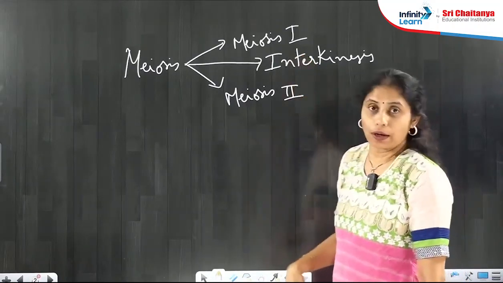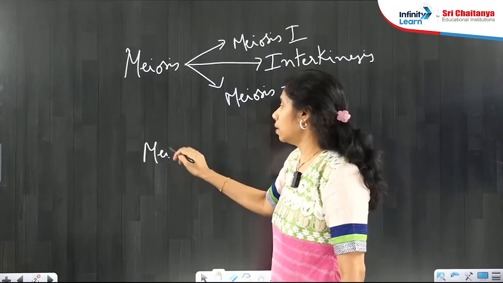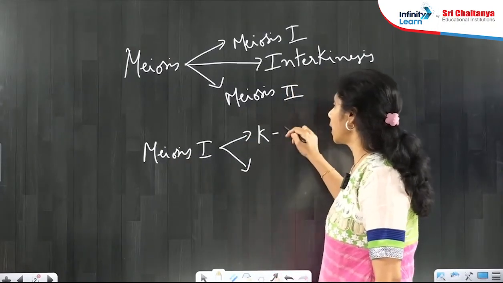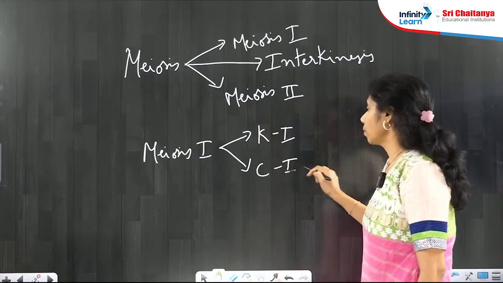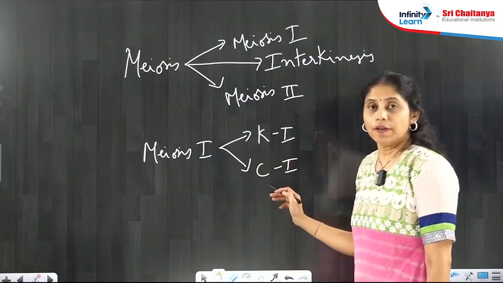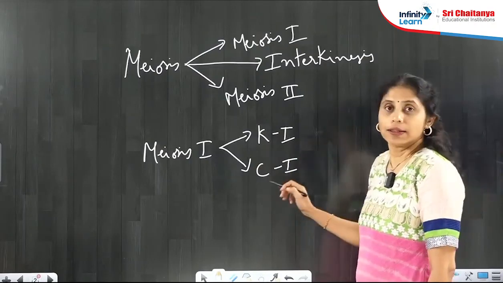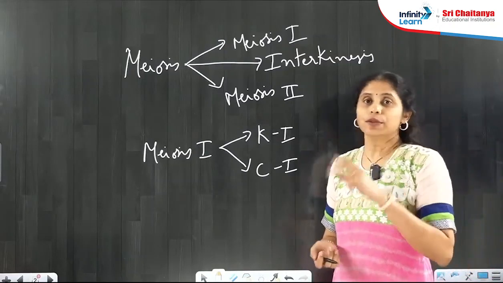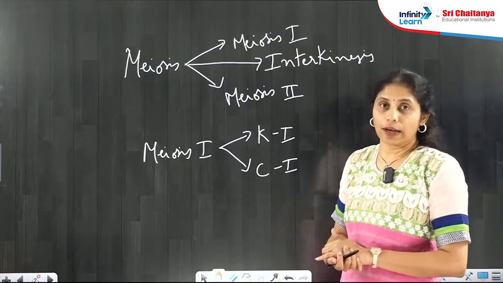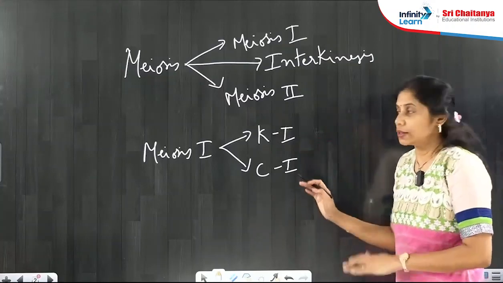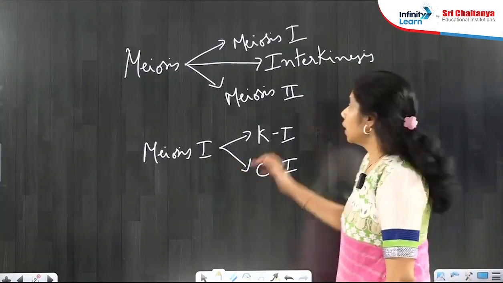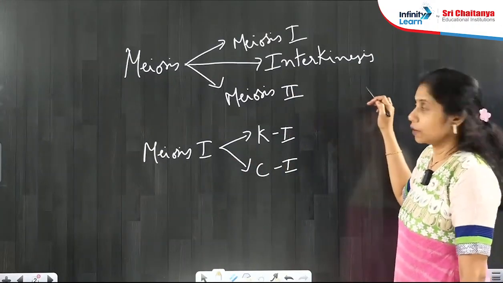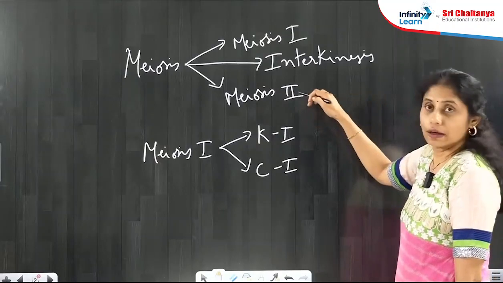First, meiosis-I. Again this meiosis-I is further subdivided into karyokinesis-I and cytokinesis-I. K for karyokinesis and C for cytokinesis. So in meiosis, basically 2 times nuclear division and 2 times cytoplasmic division will happen. Karyokinesis 1 and cytokinesis 1 are part of meiosis 1. In the same way, meiosis 2 also will have karyokinesis 2 and cytokinesis 2. This we will see tomorrow.